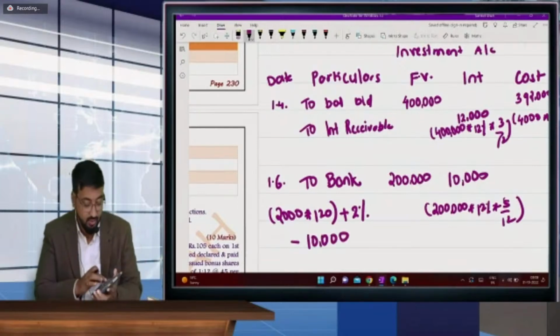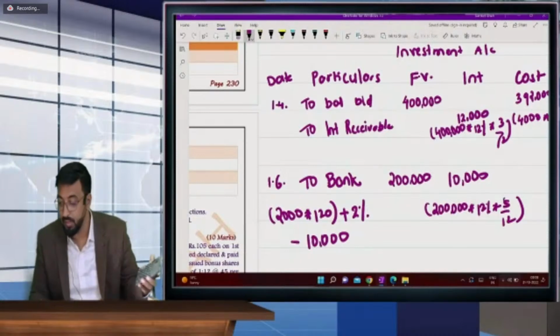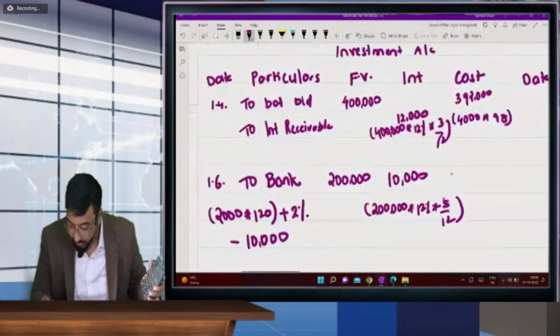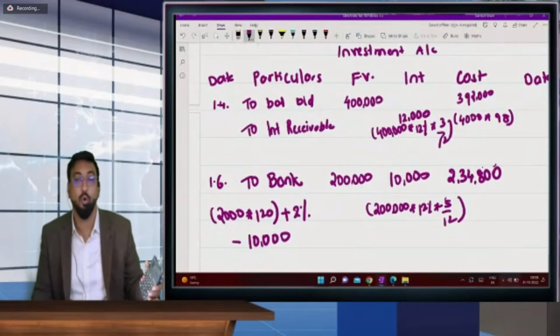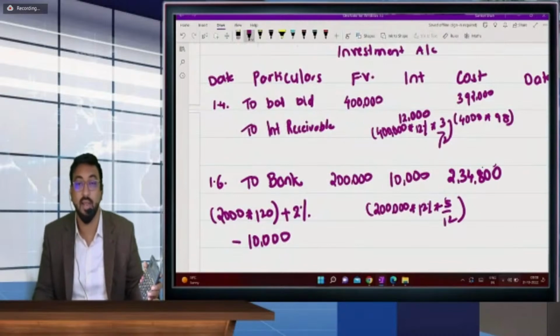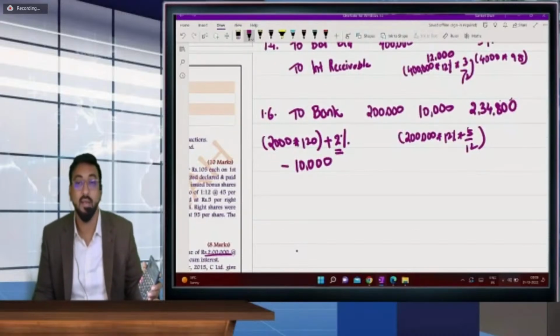Cum interest. Okay. So 2,000 into 120 into brokerage and then minus 10,000. So brokerage add करके आपको ये करना है. So 234,800. I am getting answer 234,800. So brokerage has to be added on transaction. Okay. So ICAI what they expect कि brokerage आपको transaction पे add less करना है. So first brokerage and then if it is cum interest, deduct interest and then you will get the answer. Okay. So ये ICAI को expected है.